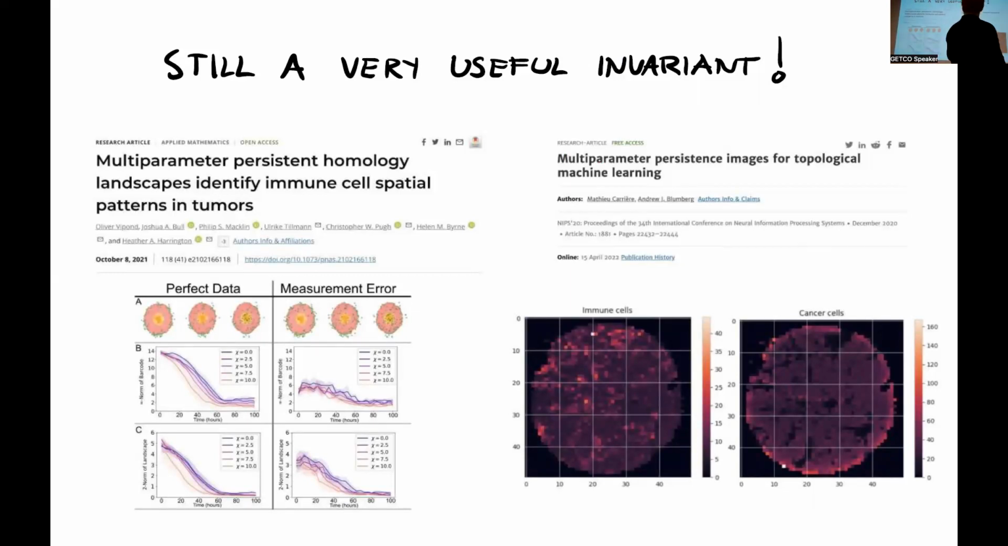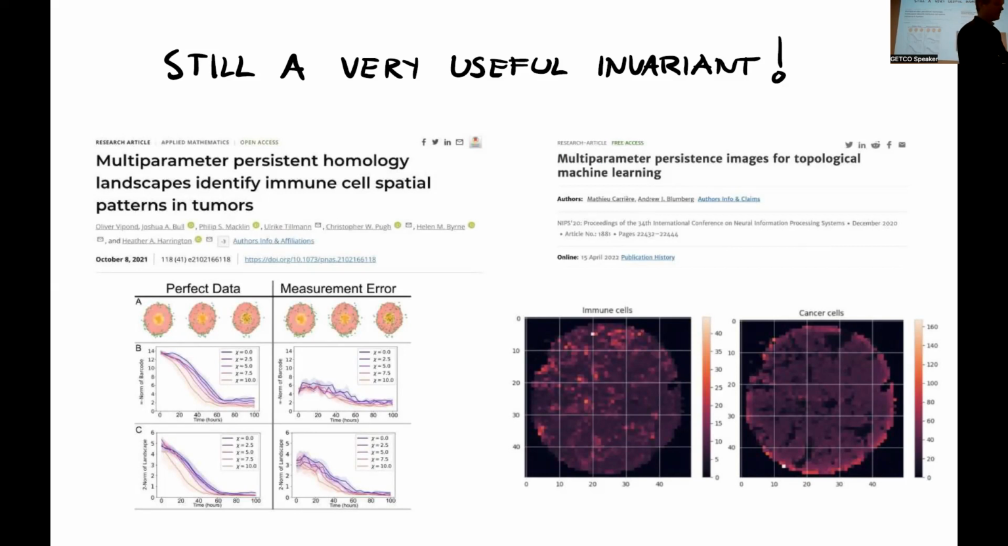So the one to the left here is a paper out of Oxford from October last year, where they studied tumor cells, and then you have the immune cells, which are somehow distributed on the boundary of the tumor, and then you would like to study how the immune cells enter the tumor. And they use persistent homology for this. I will not go into all the technical details. We have carefully explained this in the introduction. Of course, you can also look up the paper itself.